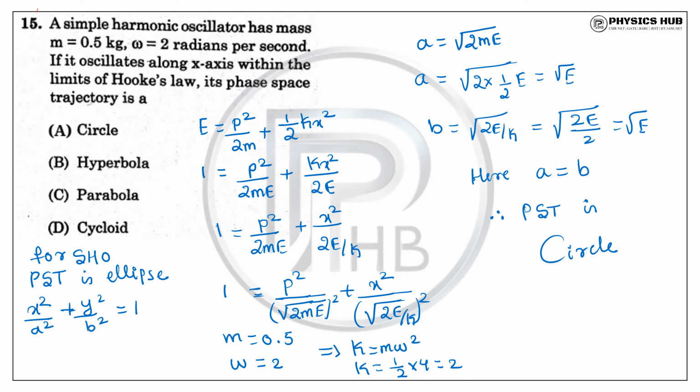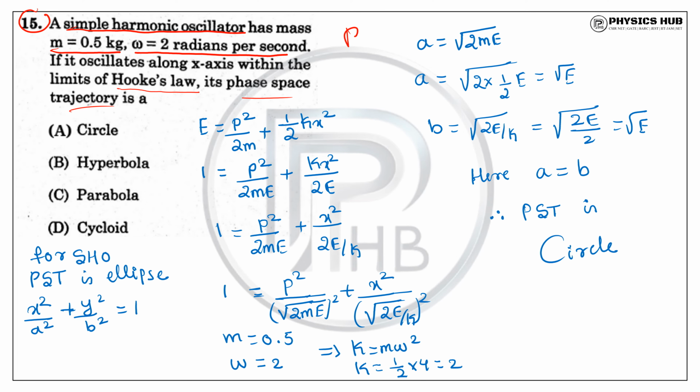Next question. A simple harmonic oscillator has mass m is equal to 0.5 kg, omega is equal to 2 radian per second. If it oscillates along the x-axis within the limits of Hooke's law, then its phase-space trajectory is.